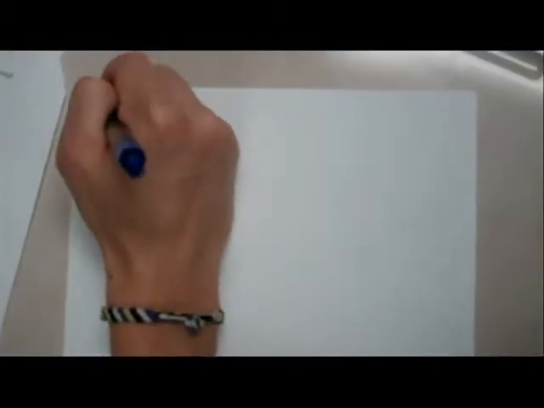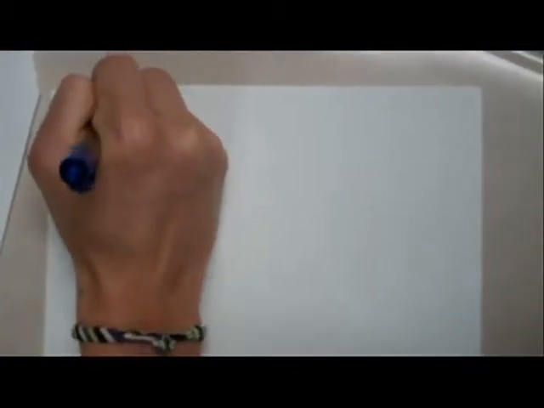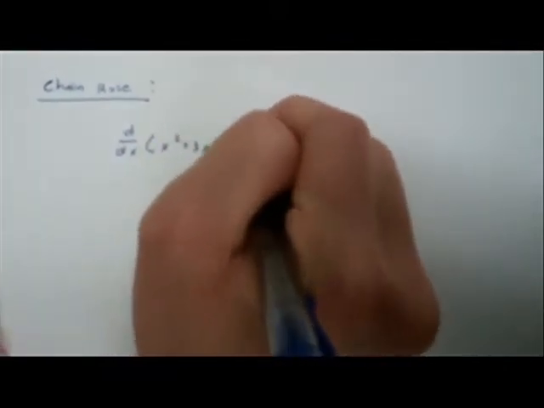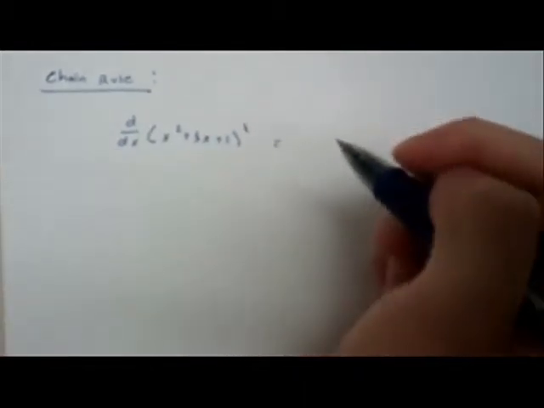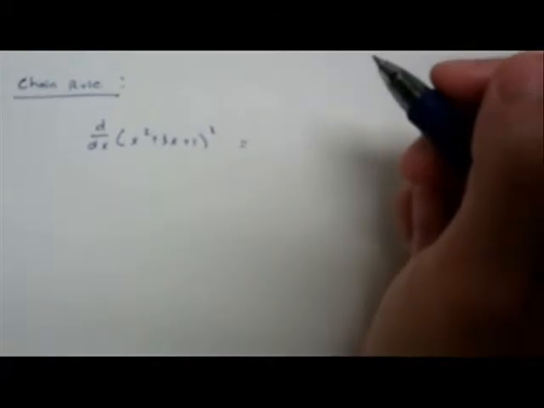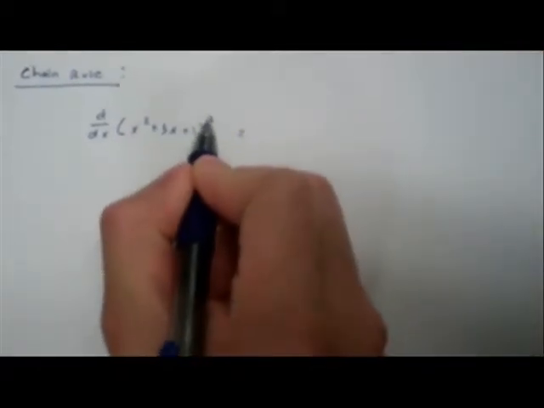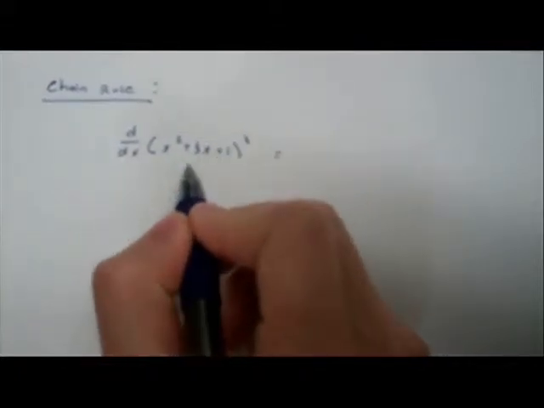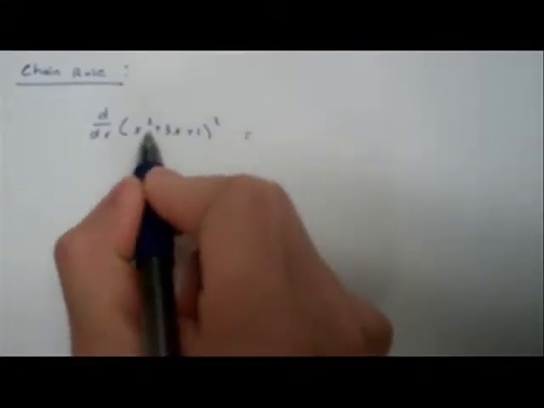Alright, so here's an example of the chain rule. We're going to be using the function from earlier. We're going to take the derivative of x squared plus 3x plus 1, squared, and here we have to use the chain rule. The chain rule can be thought of as taking the derivative of the outer function, which is the 2 here, and then applying it to the inner function, or multiplying it times the derivative of the inner function.